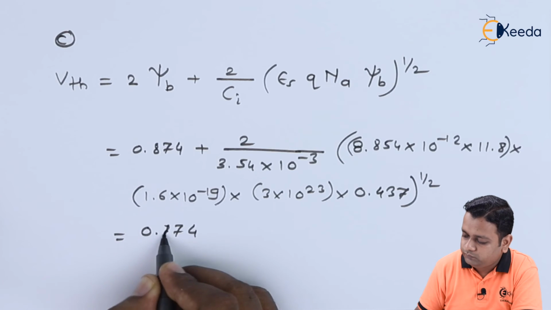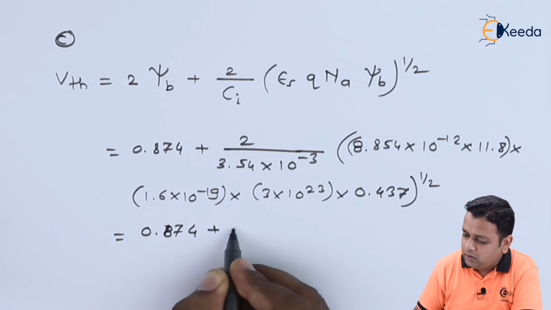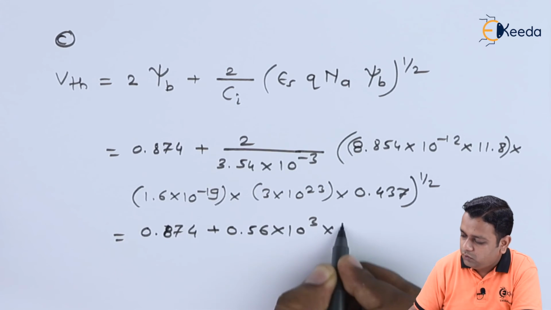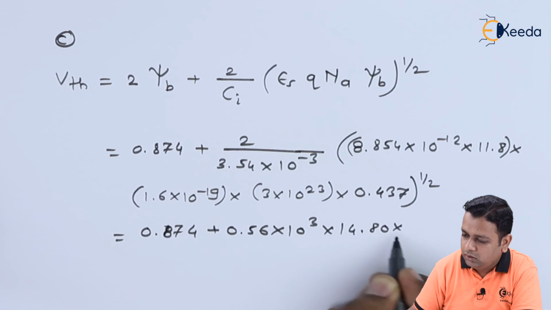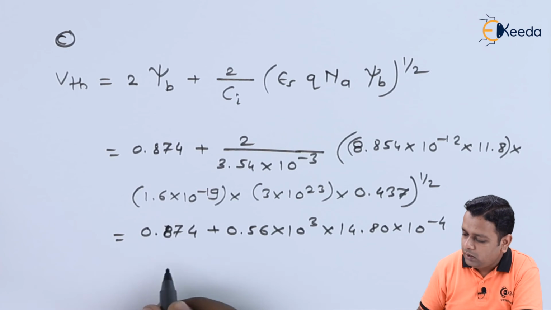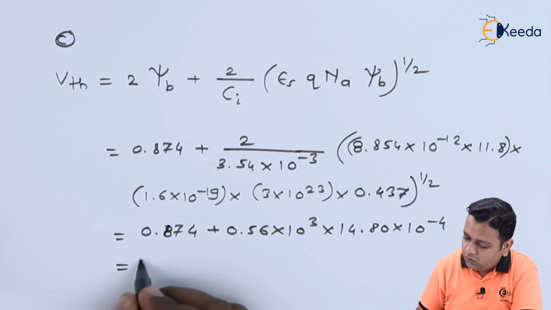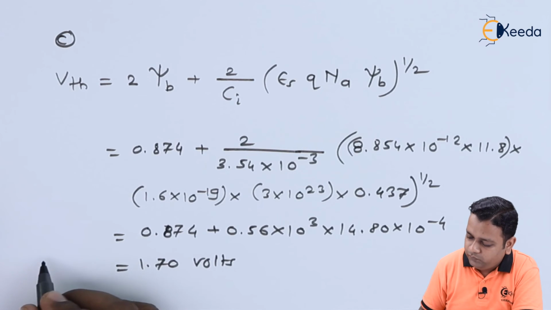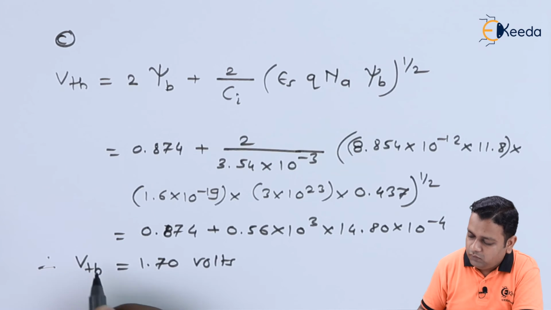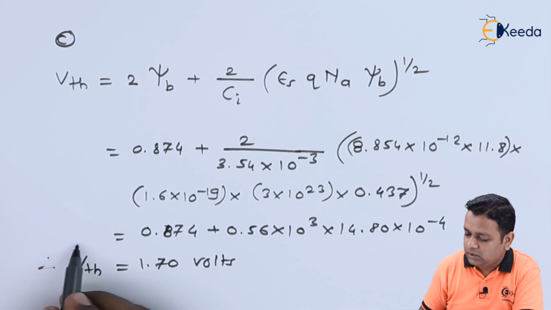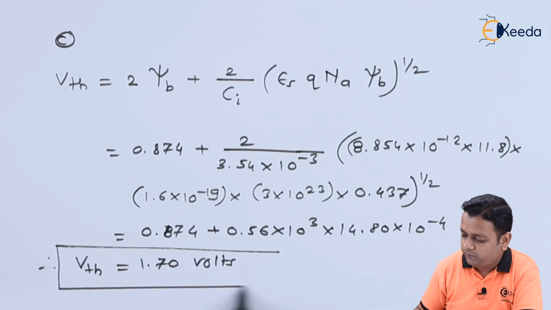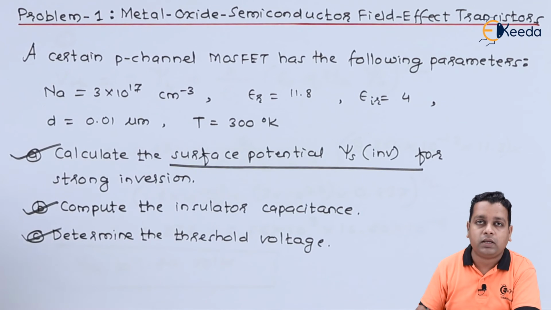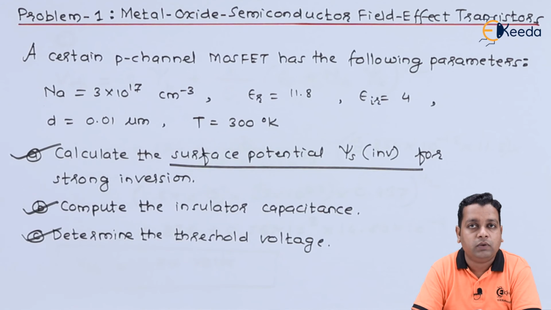The simplified step gives us 0.874 added with 0.56 into 10 raised to the power 3 into 14.80 into 10 raised to the power minus 4. Finally, the value is 1.70 in terms of volts here. So this is the value of required threshold voltage I have outlined. So this way we are covered with the answers for part A, B and C for the given MOSFET.